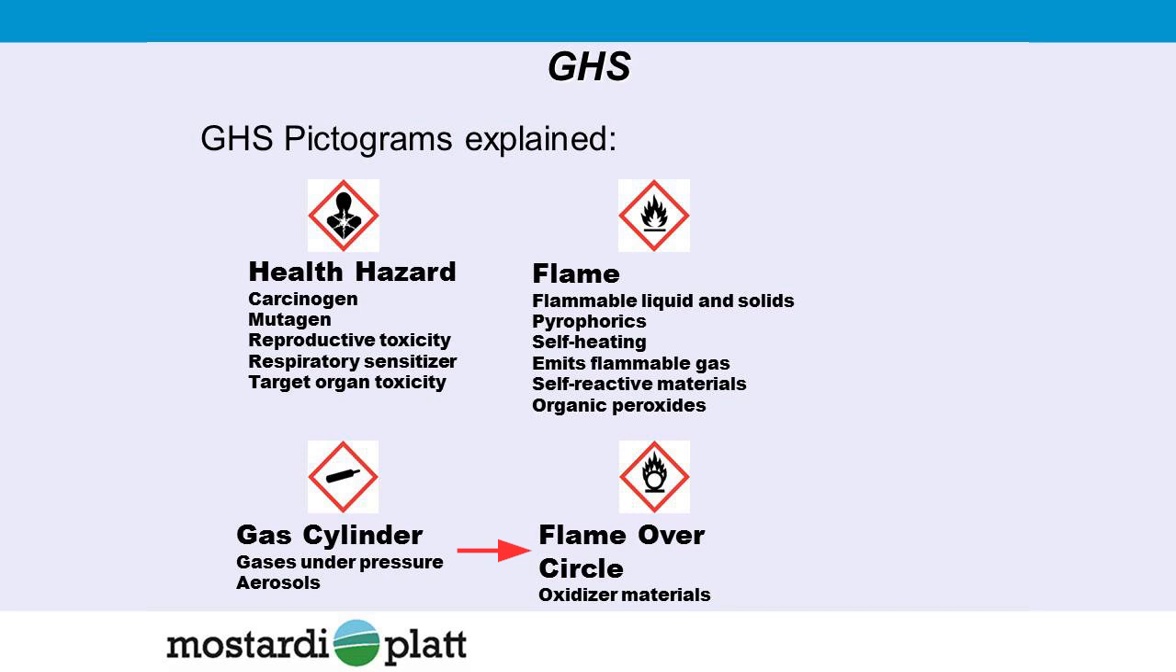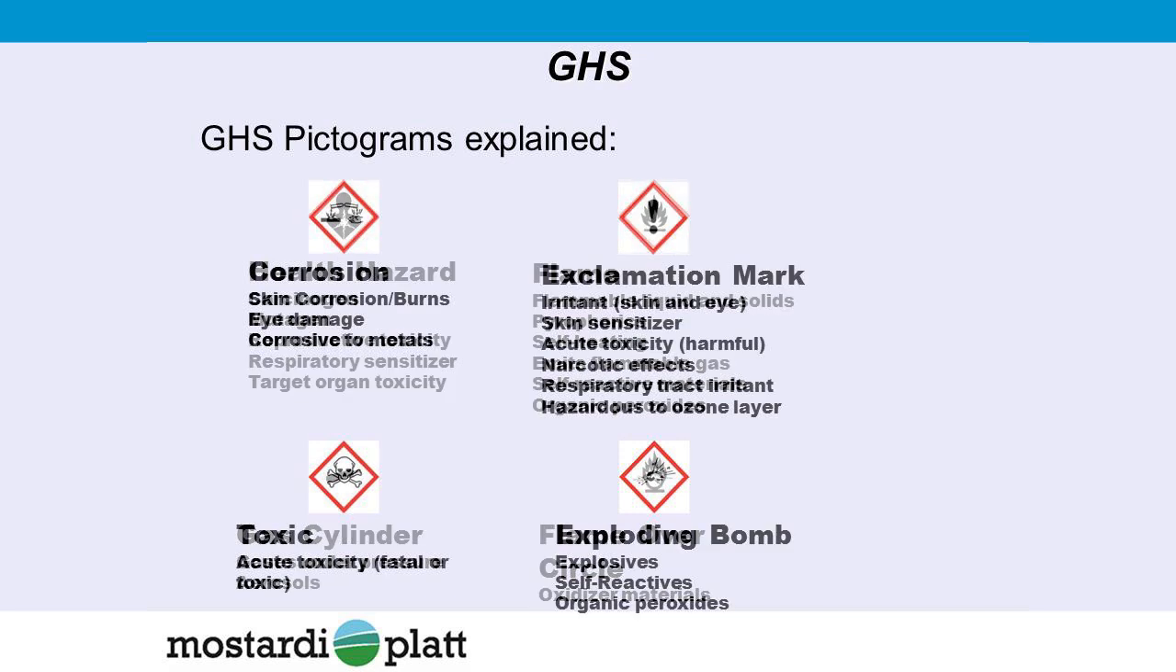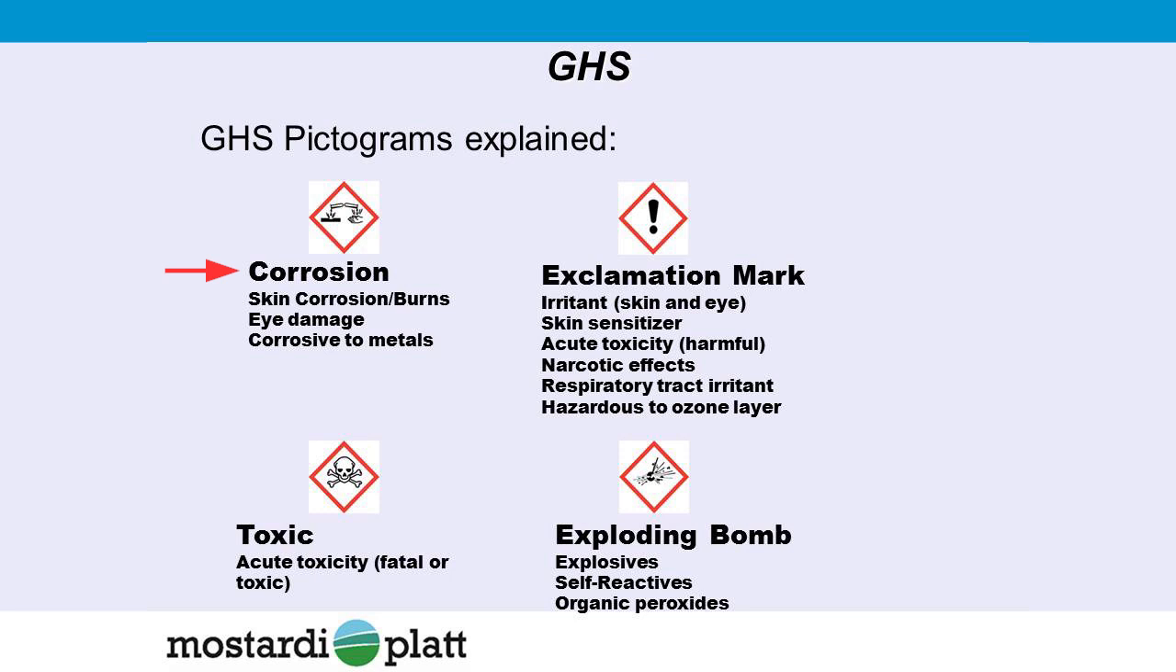The fourth one on the slide indicates the flame over circle. Flame over circle is the oxidizer symbol. It also applies to organic peroxide materials. The next GHS pictogram is that of corrosive. The corrosive one is for anything that causes corrosion to the skin or burns steel or other metal objects. Strong acids and strong bases are going to get this symbol.